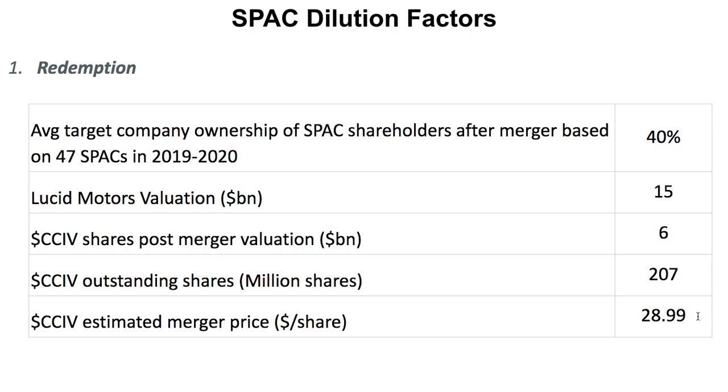However, that's just based on this study and really quick math. I do think Lucid Motors has a very bright future, and with all the retail support, very likely CCIV upon merger will trade above this price. But based on the historical data from this study, it's just quick math: CCIV might actually be worth $29 a share.